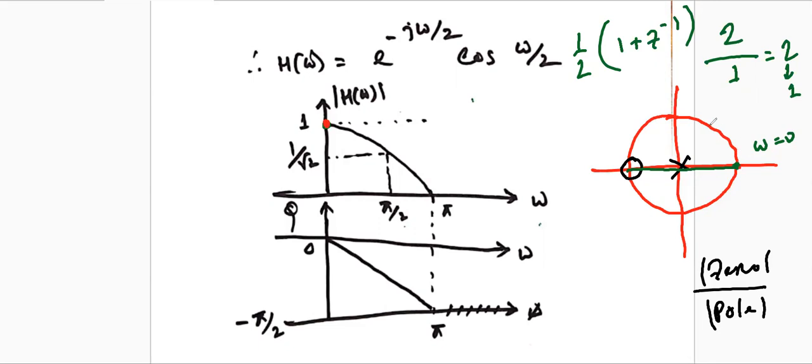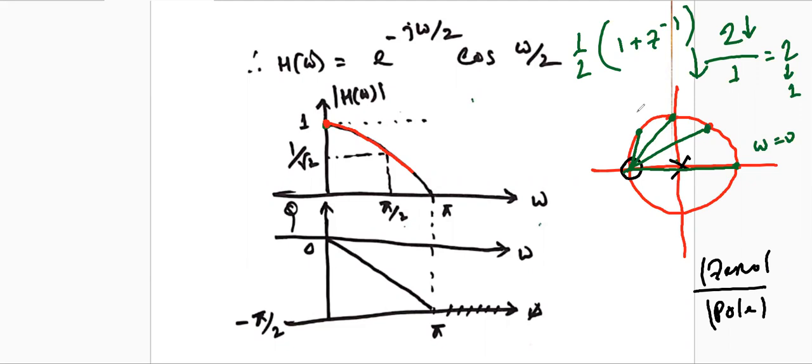Whenever it moves to this point, which part will decrease? The distance from the 0 will decrease. They will decrease. Try to understand. But the distance from the pole will remain constant. So since the numerator will decrease, the whole value will decrease. And that's why it is decreasing, decreasing, and decreasing more.